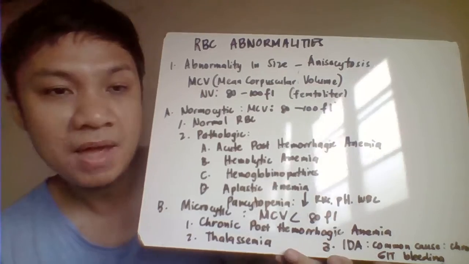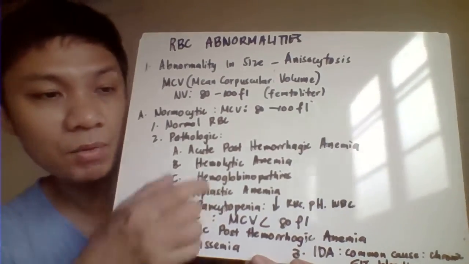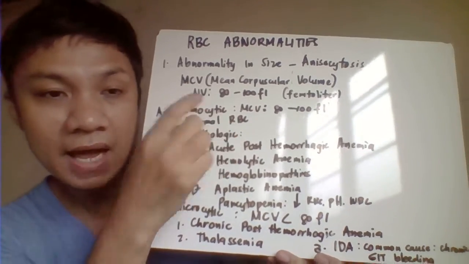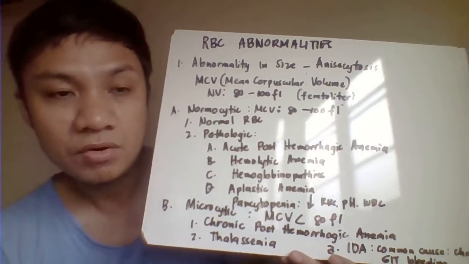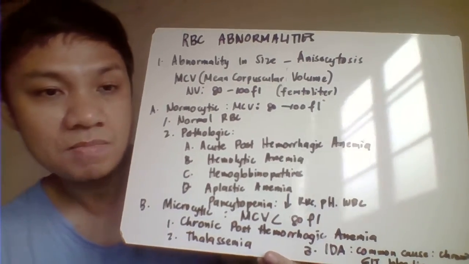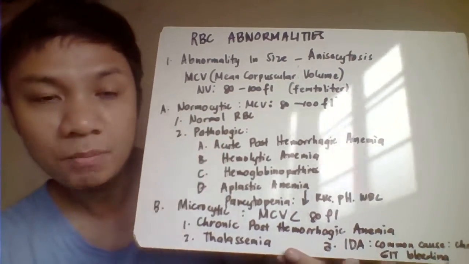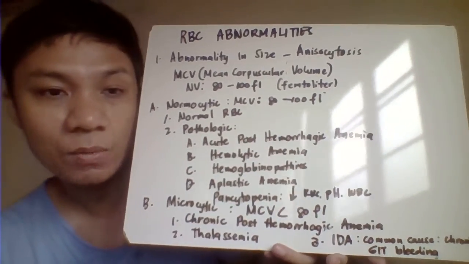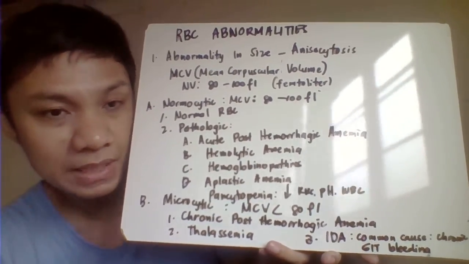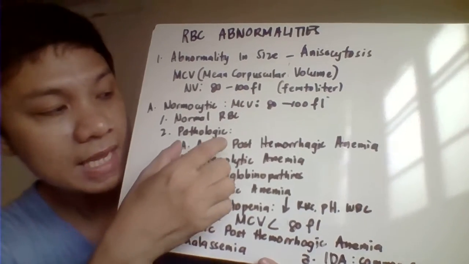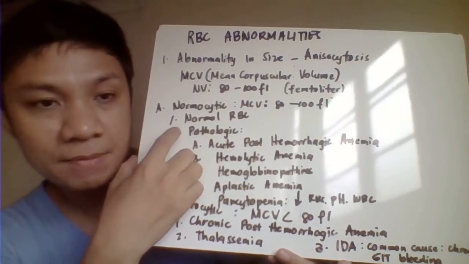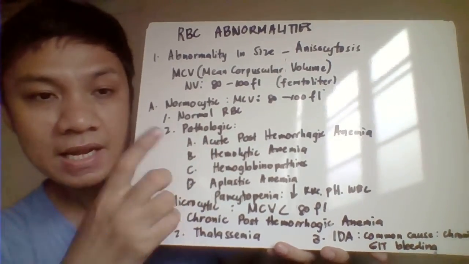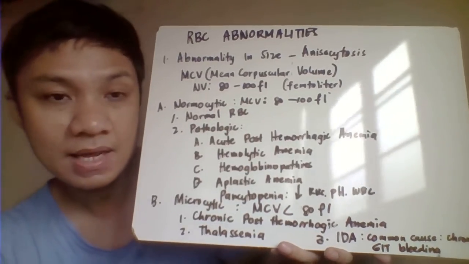So based on that measurement, we could classify the RBC here as number 1, normocytic. Itong term natin, cytic is for the size. If you try to describe the size of the RBC, that's your cytic. So normocytic is the RBC which has this MCV value between 80 to 100 FL. Kaya normocytic. So that could be seen in the following. Number 1, normal RBC. Or you could also have here pathologic conditions. Still ang kanyang MCV values nasa 80 to 100 FL.